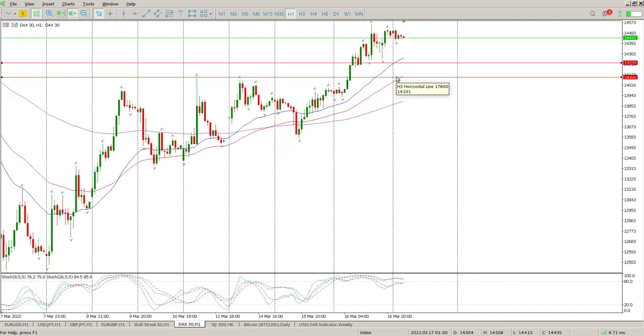This is the closest bit of support that we have, and each one of these tails here would be support, and that is at 14,100. Trouble with that view is it erodes pretty much all of yesterday's gains.